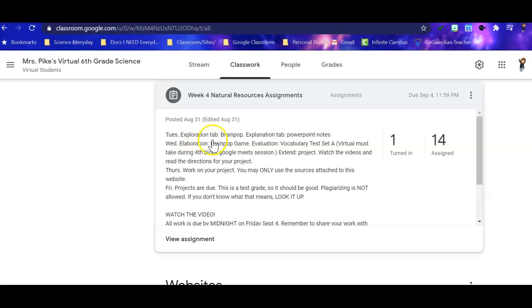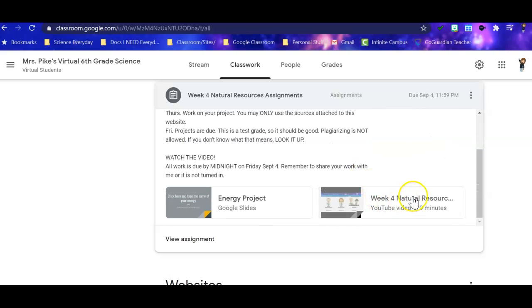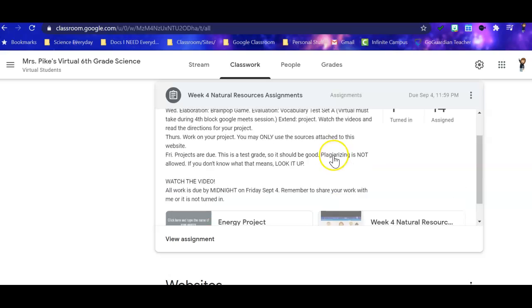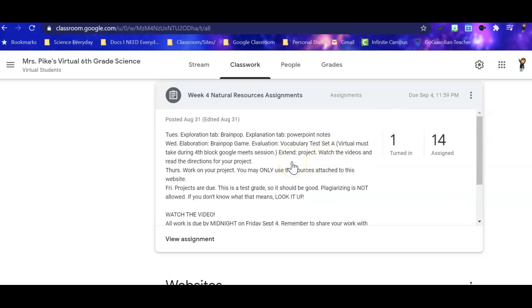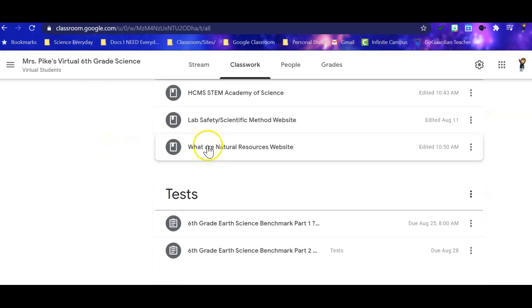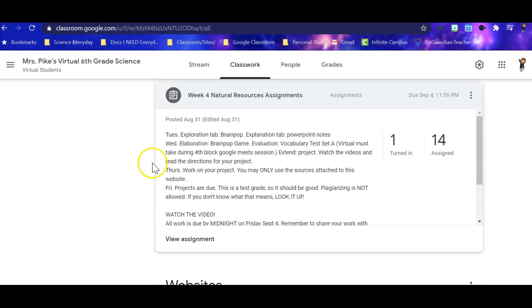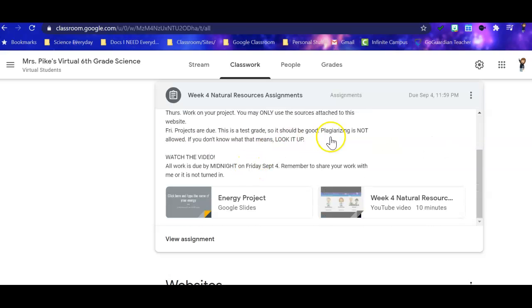I want you to do the exploration tab, the Brain Pop exploration and explanation. I'm sorry, these are two different ones. You're going to look at the PowerPoint notes and the Brain Pop. I talked about in the video what I want you to do. I've had people say, I don't know what website you want. Guys, look at the assignment. It says we're doing natural resources. You should be on the website for natural resources. It tells you right here, point by point, what I want you to do.